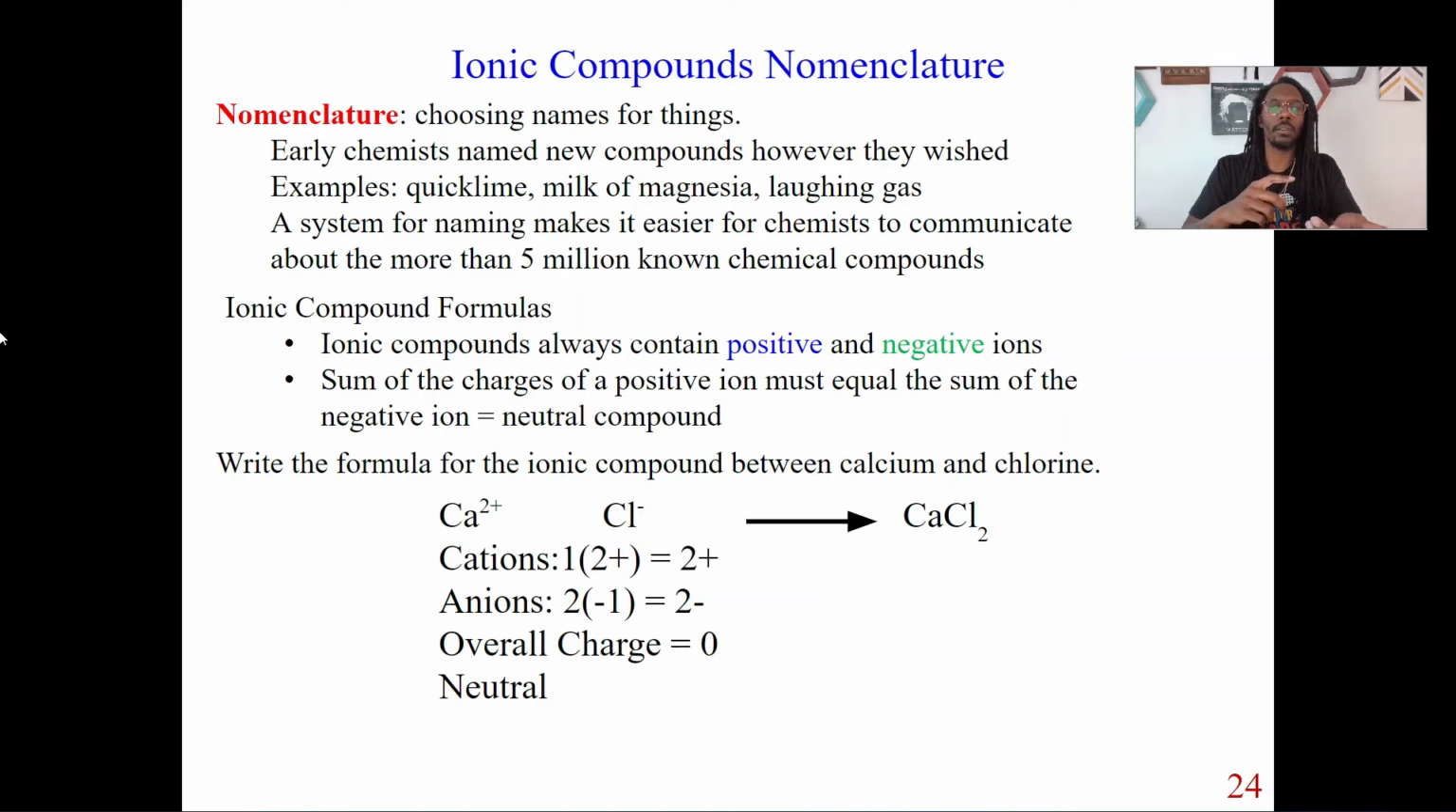We talked about how ionic compounds have cations and anions, right? We have those ionic bonds going on. So remember, ionic compounds are always going to contain a positive and negative ion, cation and anion. All right, it's always going to have those. If you don't have those, it's not an ionic compound.